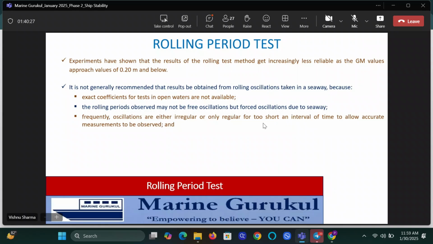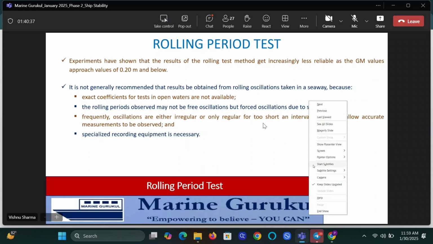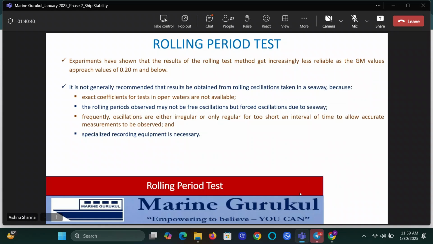Frequently, oscillations are either irregular or only regular for too short an interval of time to allow accurate measurement. Specialized recording equipment is necessary if you at all want to use it in the seaway. And of course, whatever you use in the seaway, since the coefficient would be for calm water, the results have to be used with caution.